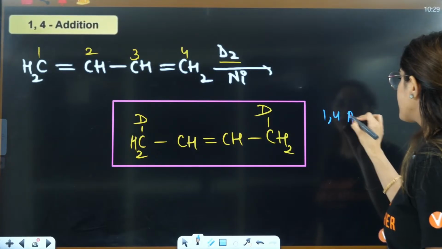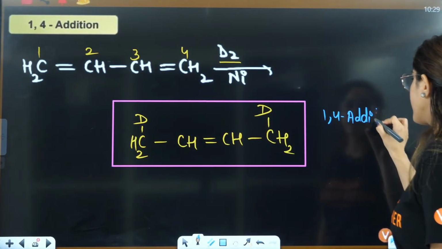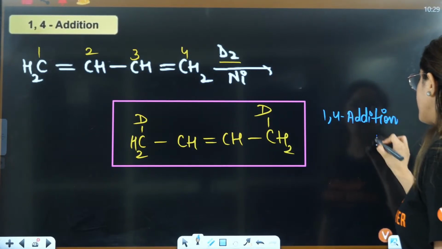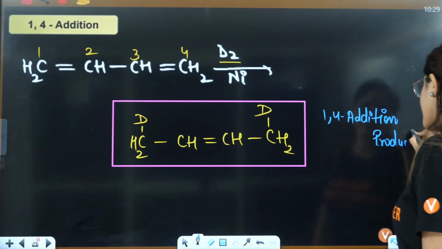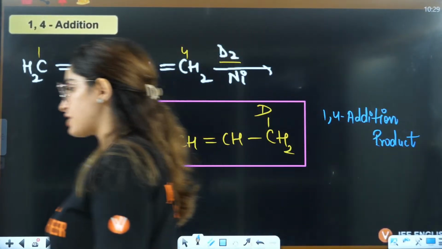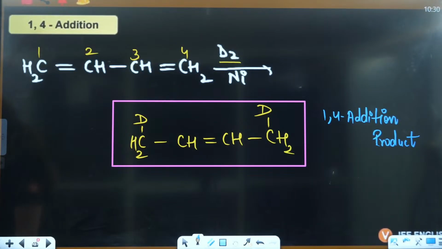1,4 addition product. Okay, yes, everybody.